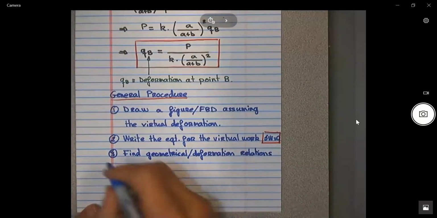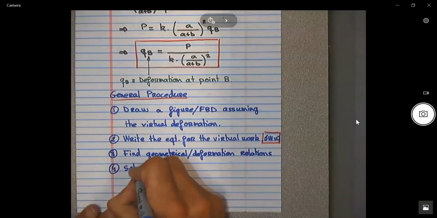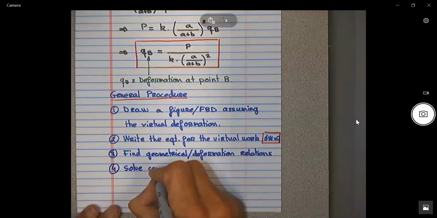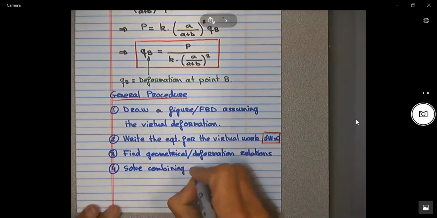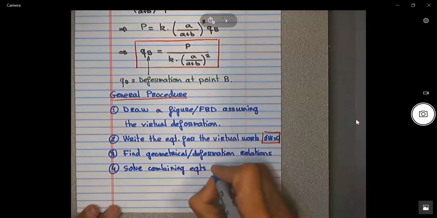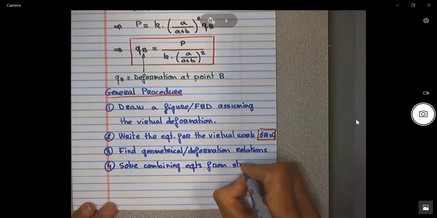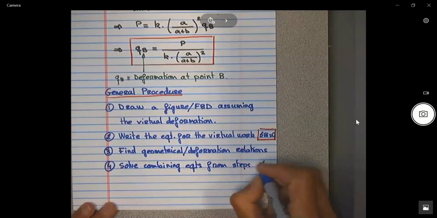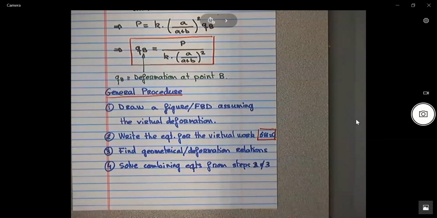And step 4 will be always solve, combining equations from steps 2 and 3.